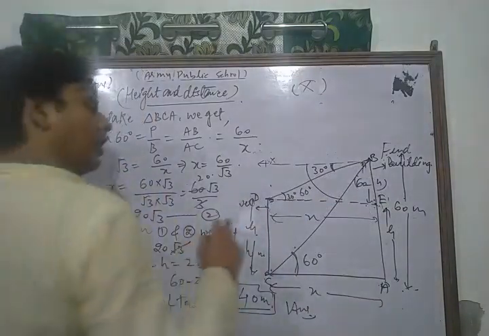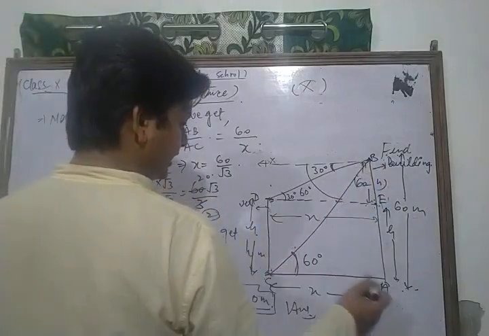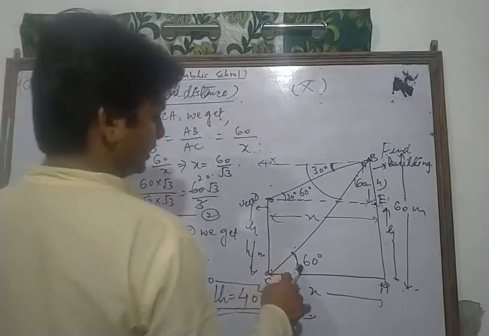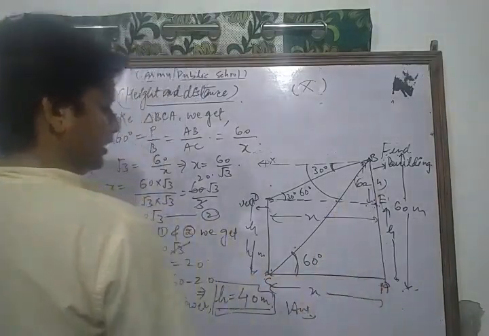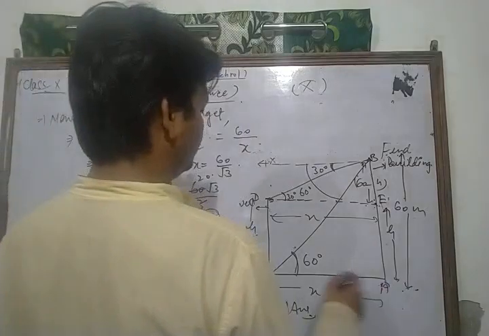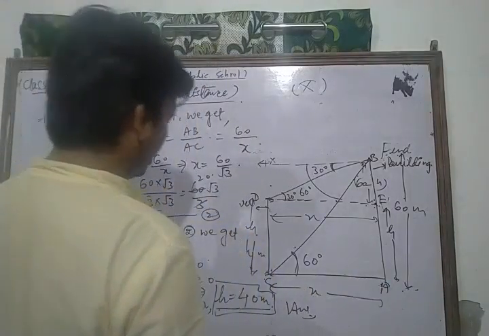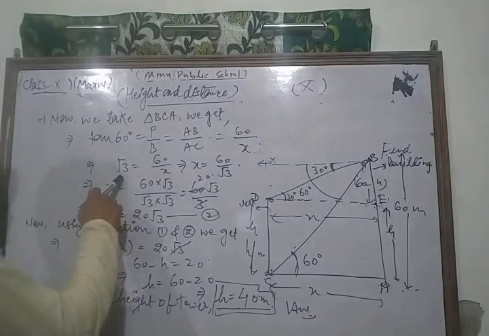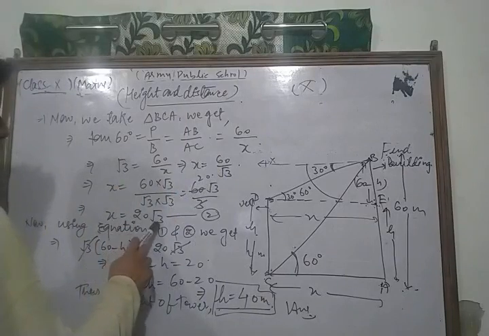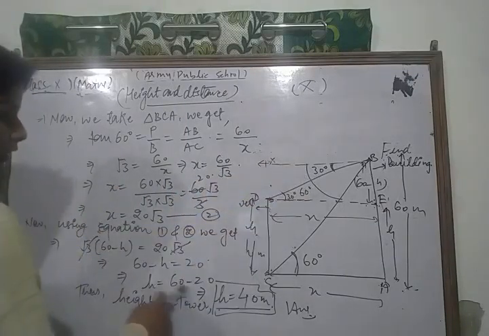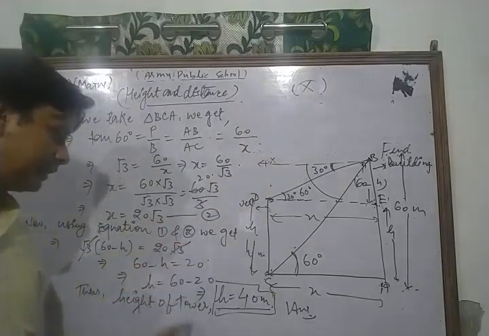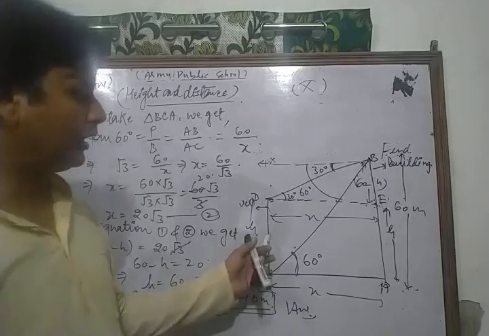Similarly, after that, taking triangle BCA, we again apply the tan. Then tan 60 is equal to perpendicular AB upon base AC. Now tan 60, you know that the value of tan 60 is root 3. So from there we simplify the result, and we get x is equal to 20 root 3. Now using equation 1 and 2, we equate the value of x and simplify them, so we get the value of h, which is the required height of the tower.